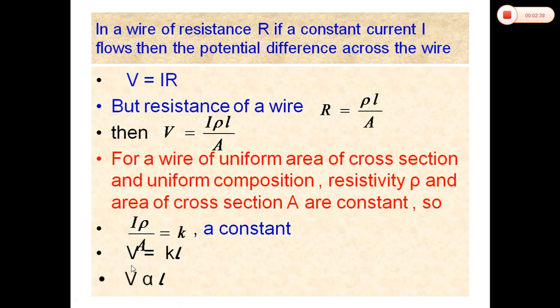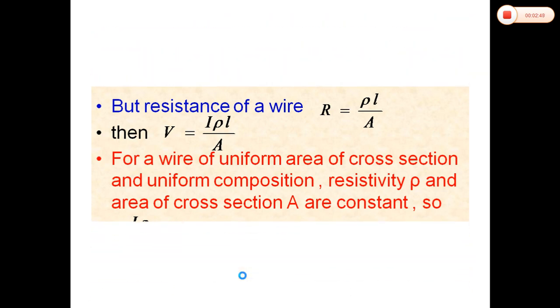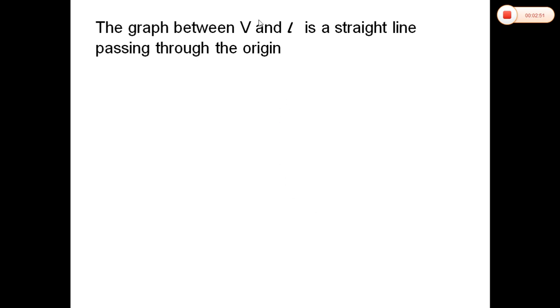Students, this is the principle of potentiometer on which its working is based. As V is directly proportional to L, now students, if we draw a graph between V and L, then it will be a straight line passing through the origin. So this is the graph between V and L.